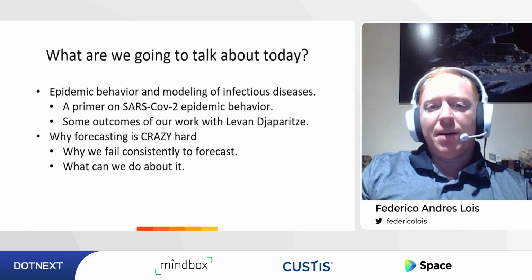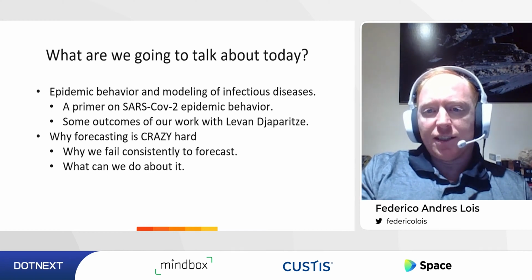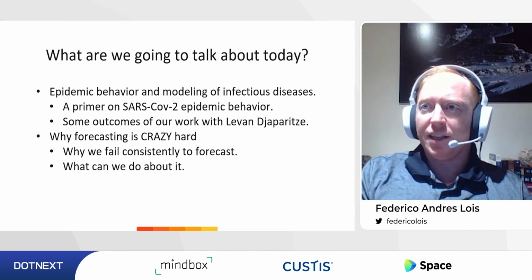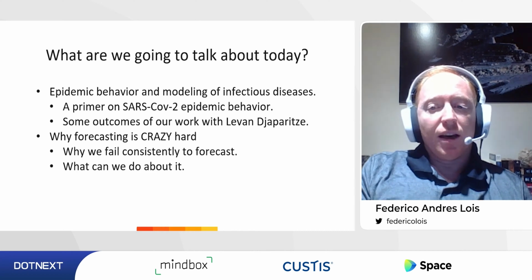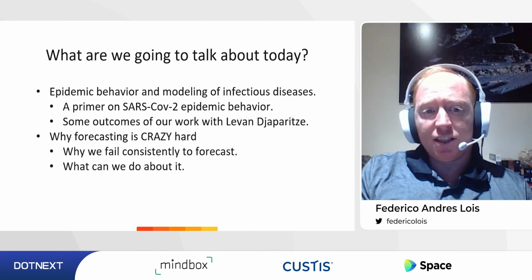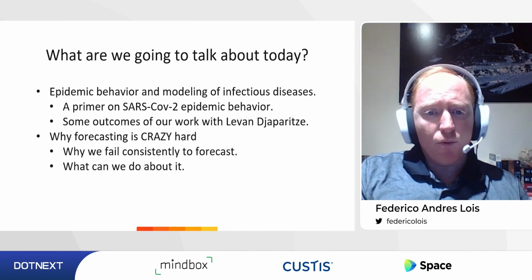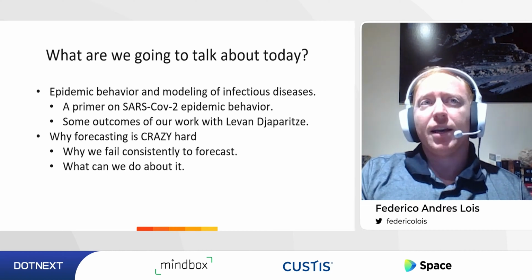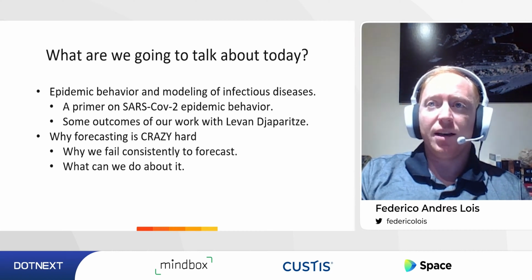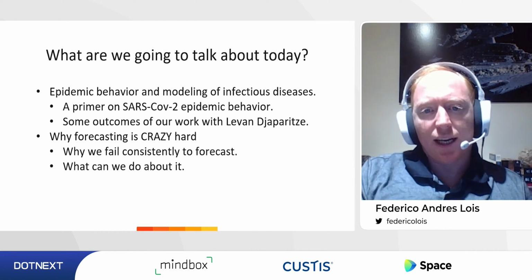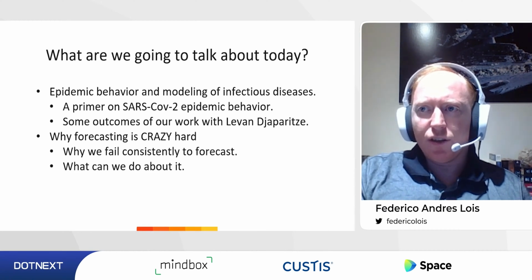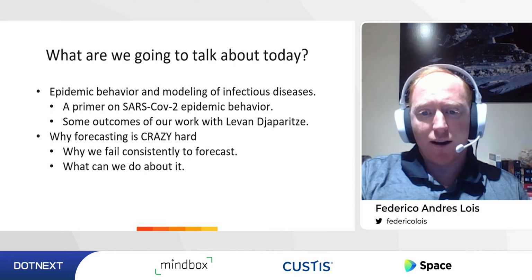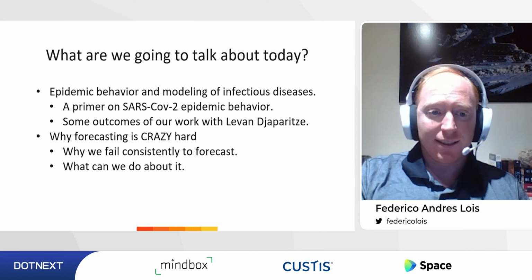Understanding the epidemic behavior and modeling of infectious diseases, in this case SARS-CoV-2, is one of the things I have dedicated my last year to, in an independent work with Lev and the Javascripts. What we are going to show today are some of the outcomes of our work and how we ended up there, giving you a primer on the techniques that have to be used to measure this kind of stuff and essentially avoid making wrong, or very, very wrong, forecasts.